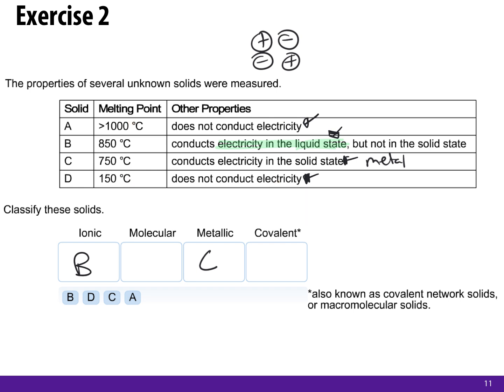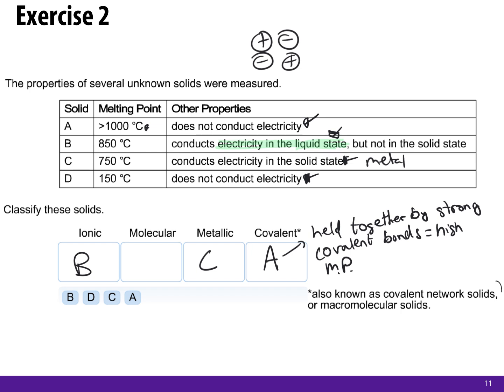So if we look at the difference here, D has a low melting point, A has a high melting point. The high melting point is typically going to be covalent network bonding. So this has a much higher melting point. That's going to be because it's held together by much stronger forces. So remember, covalent network solids are held together by strong covalent bonds. Then to melt the substance, we have to overcome those strong bonds. So that's why we have a high melting point for covalent network solids.